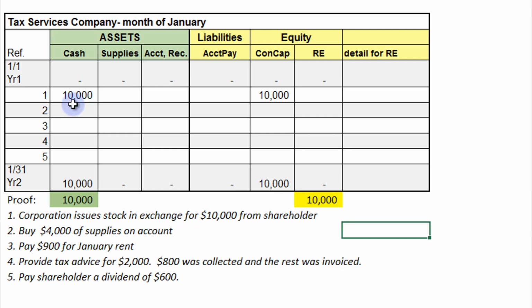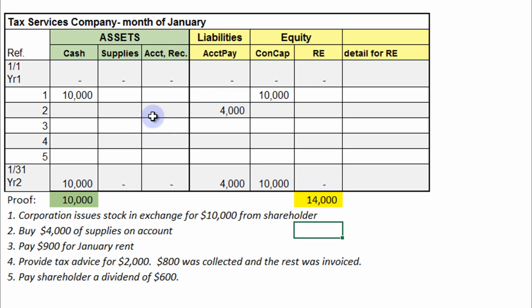They bought supplies, but they haven't paid for them yet. That means that we would want to, as part of this transaction, instead of reducing cash, increase a liability account called accounts payable. As a result of this transaction, tax services owes somebody, Staples, whoever they bought these supplies from, $4,000.